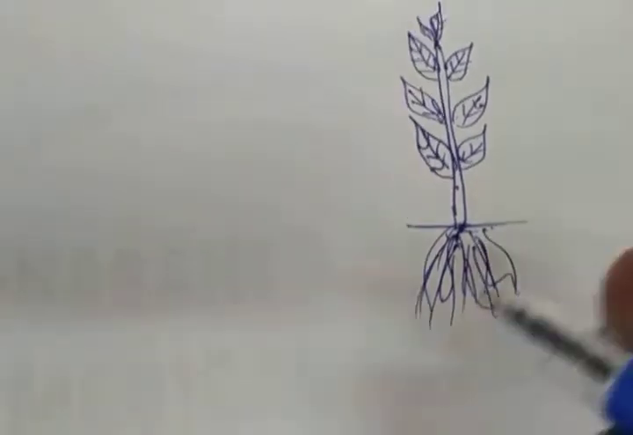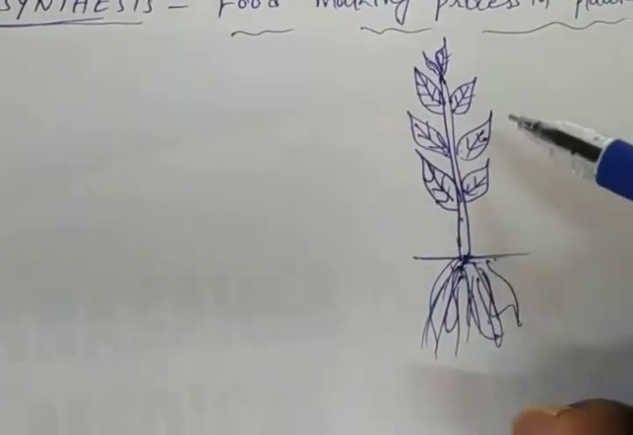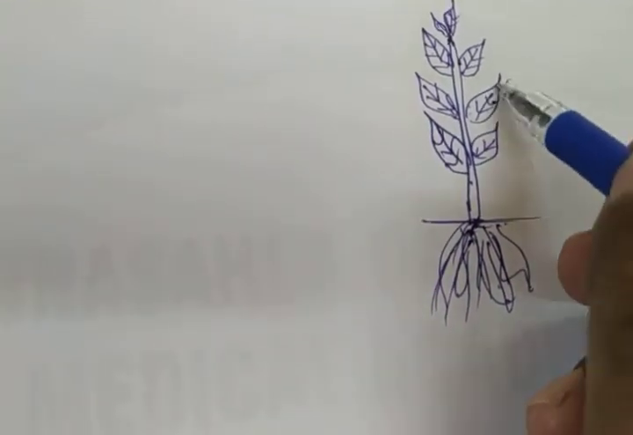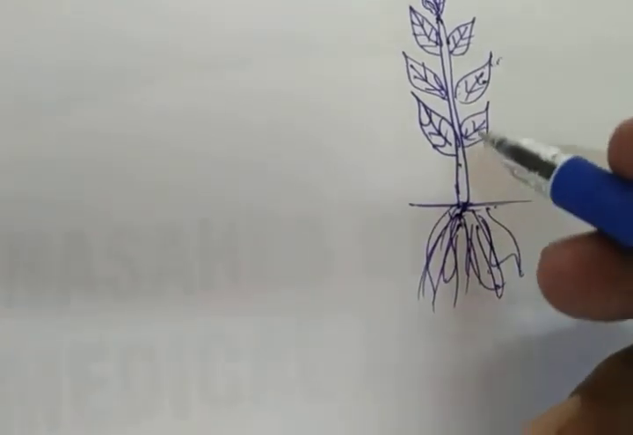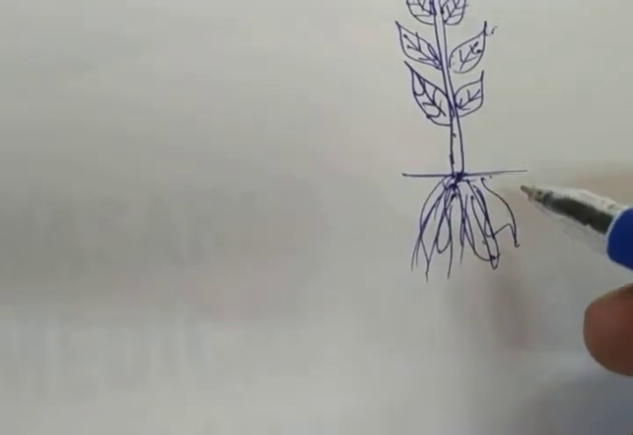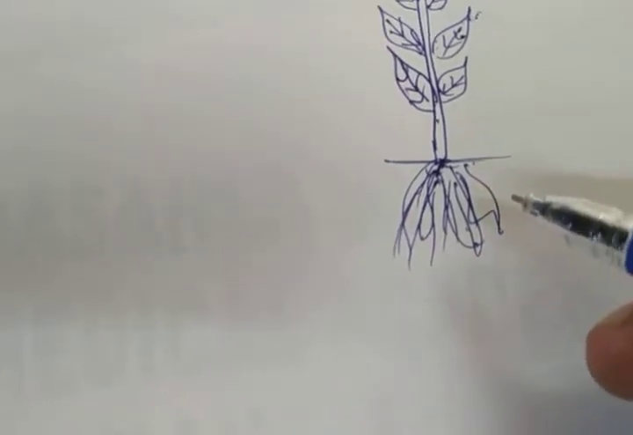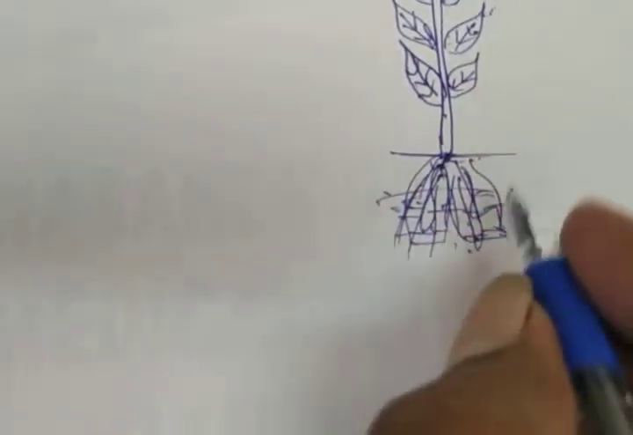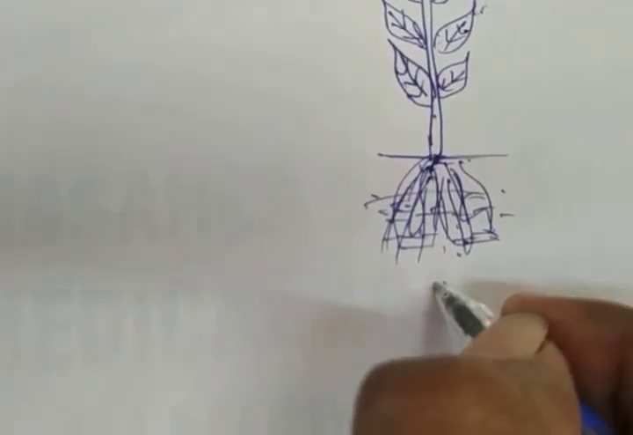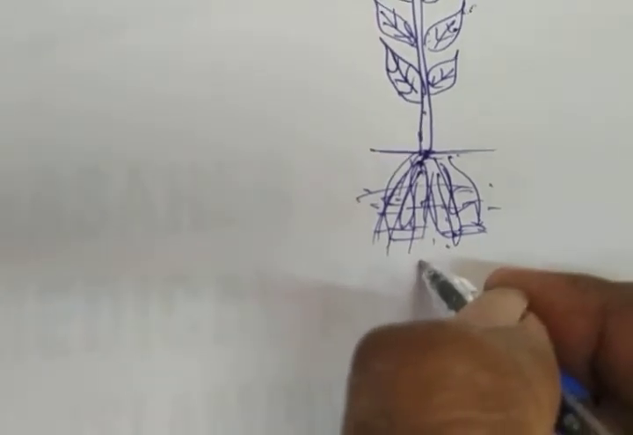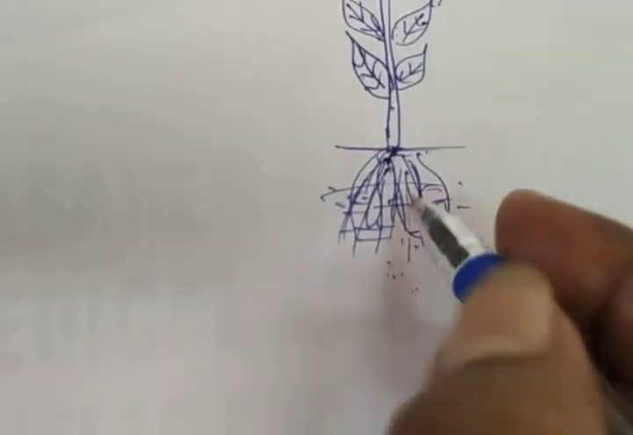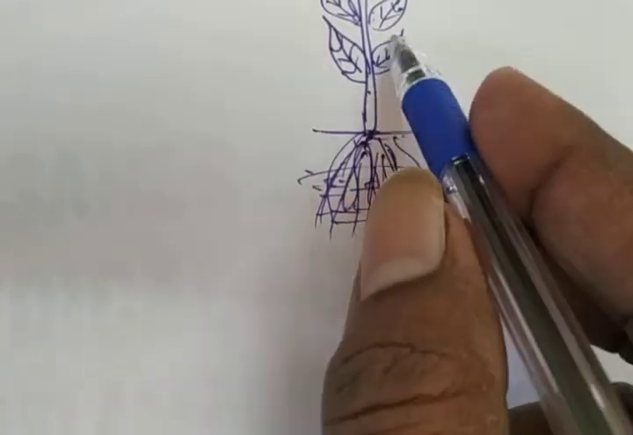Now how does this plant make food by the photosynthesis method? These leaves are the food factories of plants. All the raw material must reach the leaves. Suppose this is the soil. Minerals are in the soil and water is also absorbed from the soil. Roots absorb the minerals and water, and they are slowly transported to the leaves.